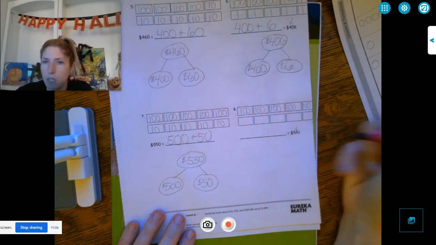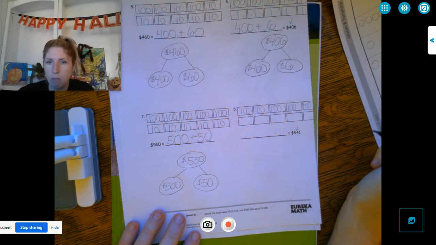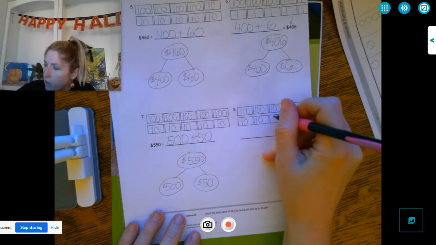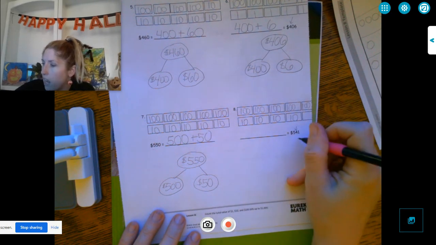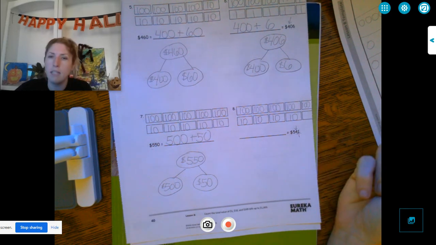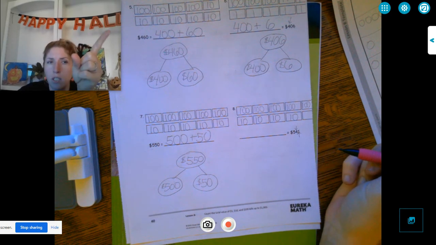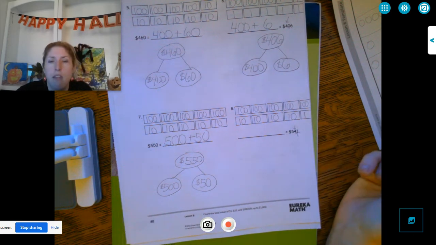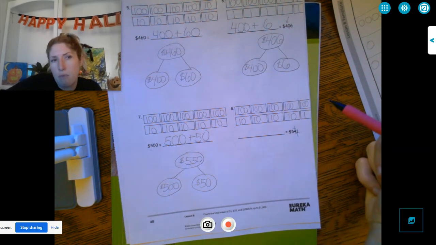This is our tens place right here in the middle. How many $10 bills do we need? 4. 1, 2, 3, 4. And how many are in our ones place there? Just one little one. So we only need one $1 bill. And then let's count up and then see if we did it right.